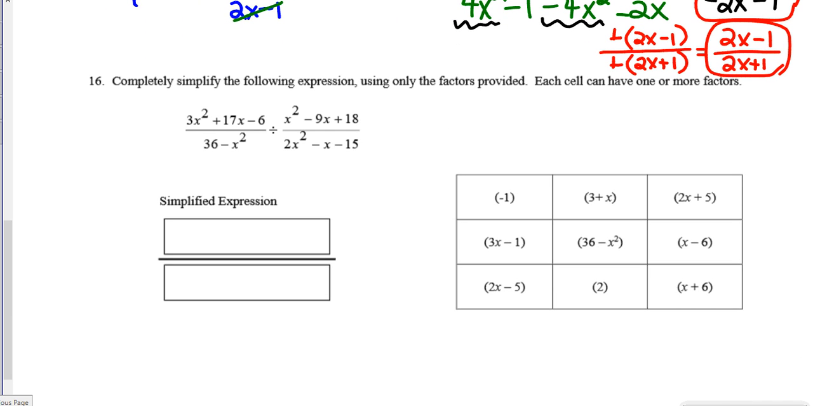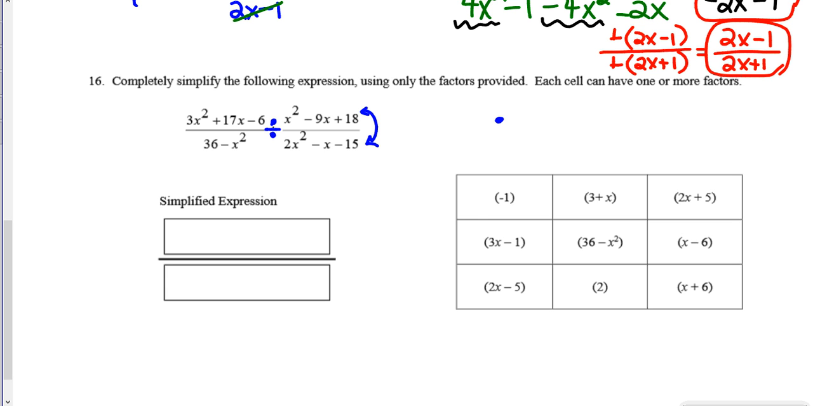All right, number 16, completely simplify the following expression using only the factors provided. Each cell can have one or more factors. So this is like a drag and drop on the SOL, where you're going to take any of these factors and drag them over into the numerator or denominator to get us one fraction in our answer. All right, this is a division problem. I know that for division, I'm going to flip the second one and change it to multiplication.